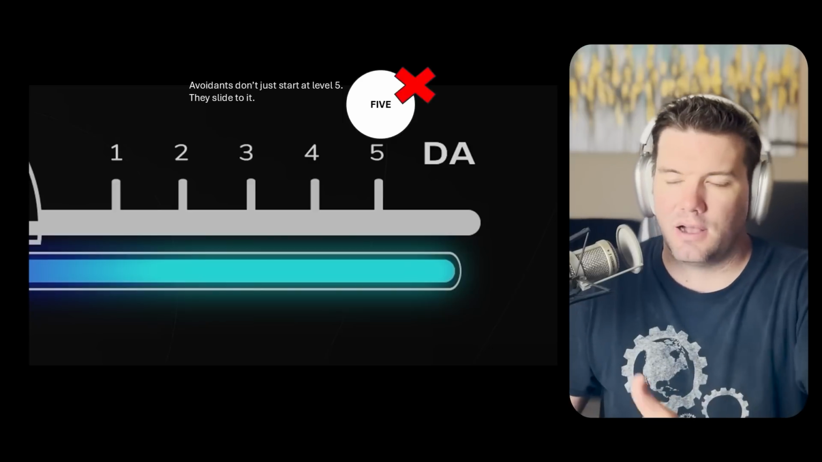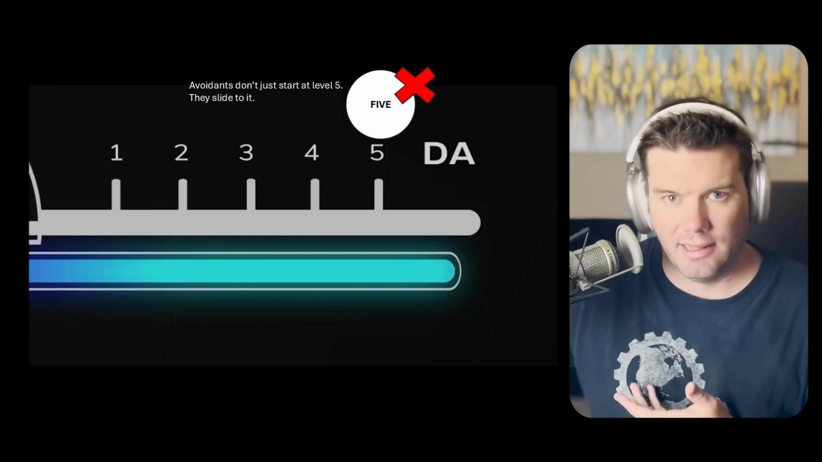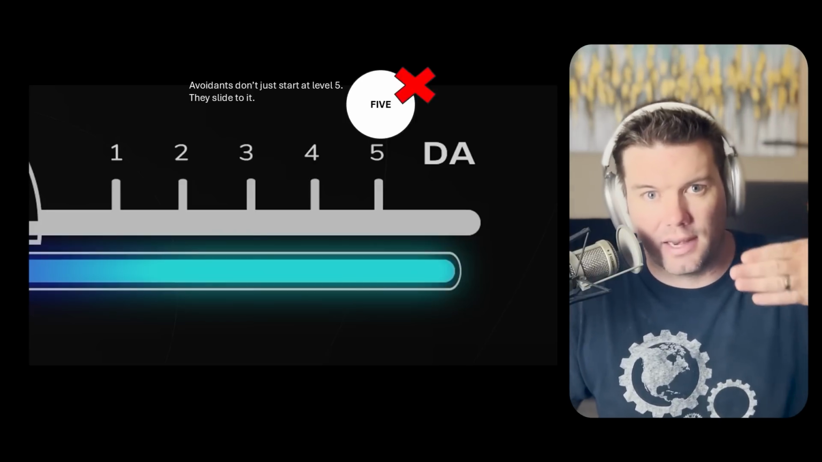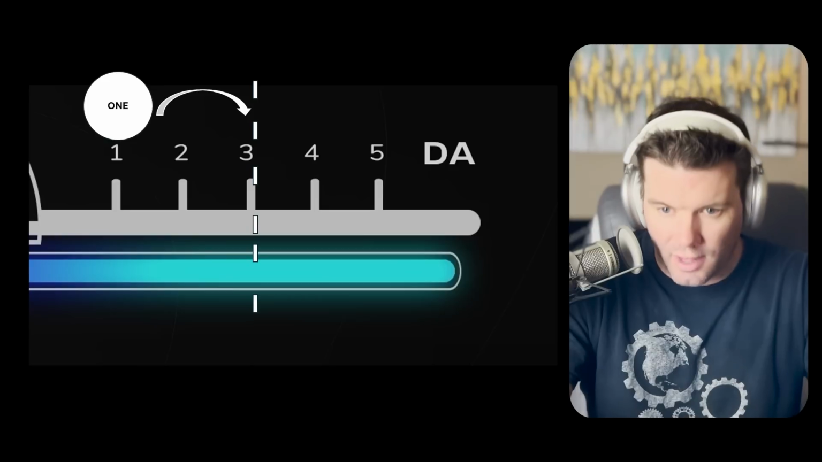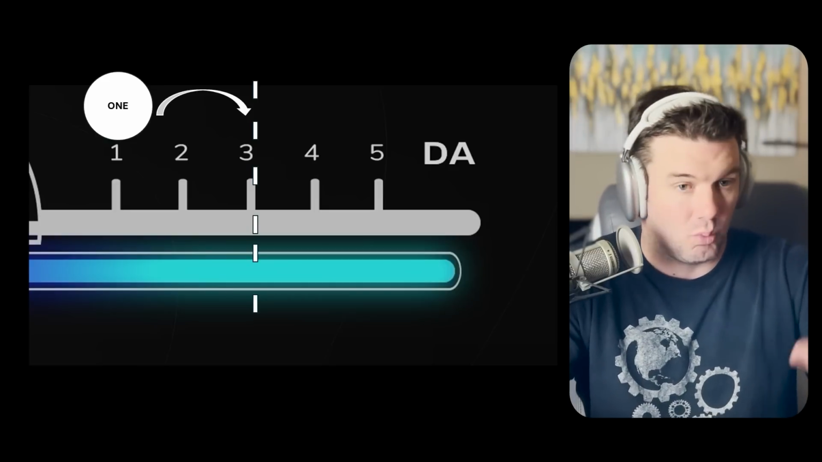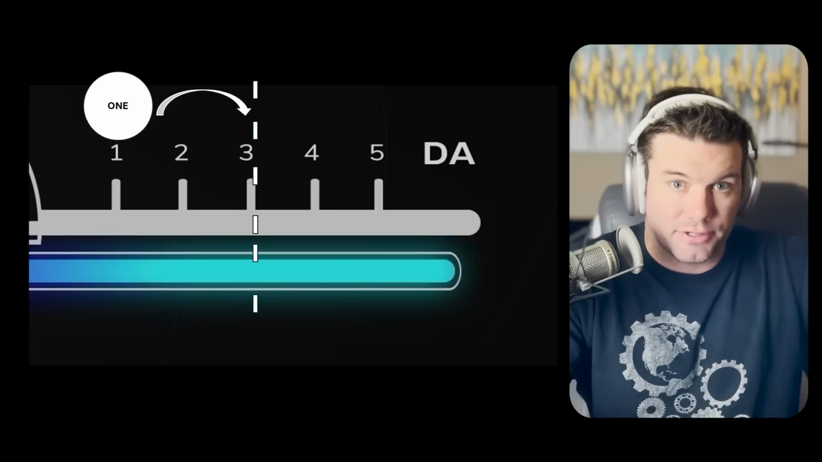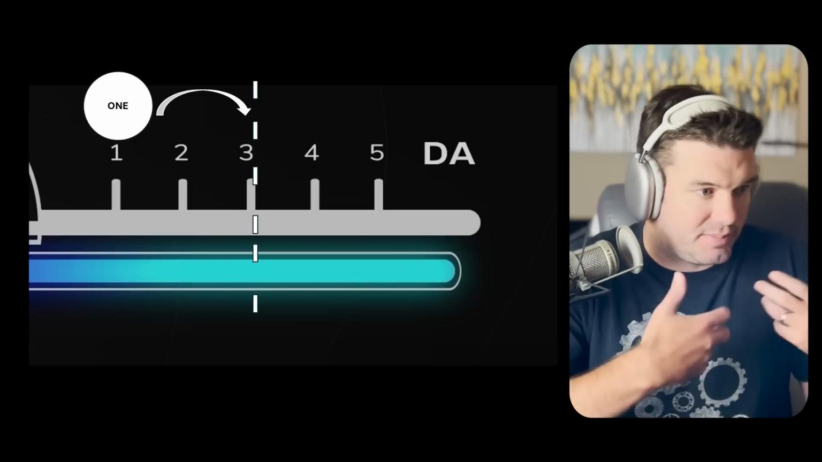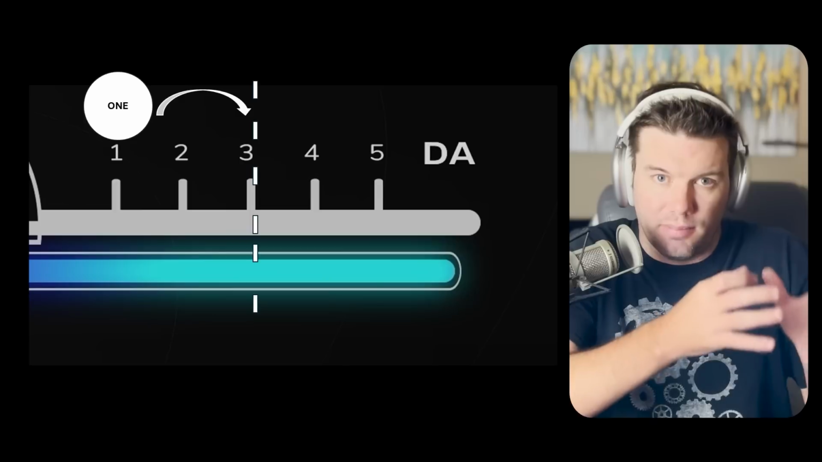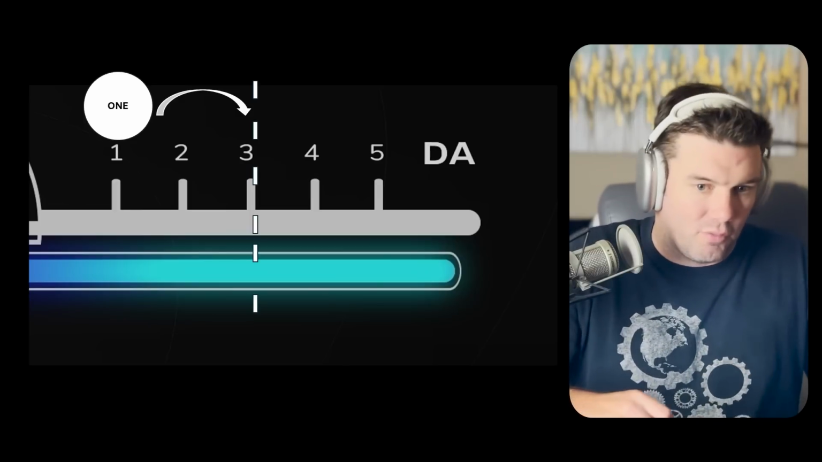But the thing is, avoidants don't just start at level 5. There is no level 5 box. They have to slide and work up to it. So a lot of times what will happen when you get into a relationship with an avoidant is they'll be at level 1 or level 2. And then as they're in the relationship, experiencing it, things will happen that will slowly push them up the spectrum. They'll move from level 1 to level 2, all the way up to level 3.